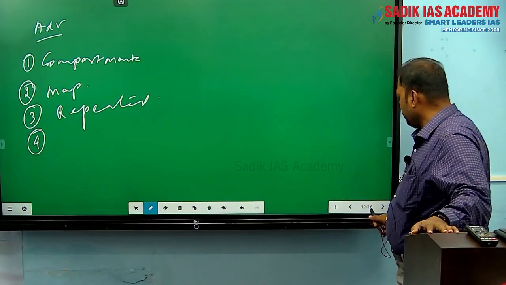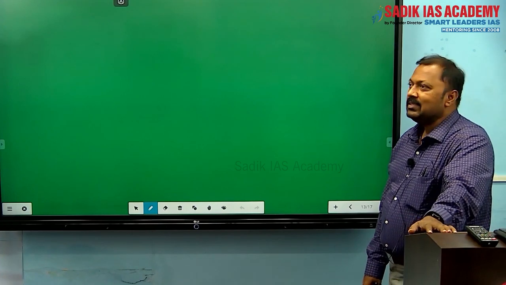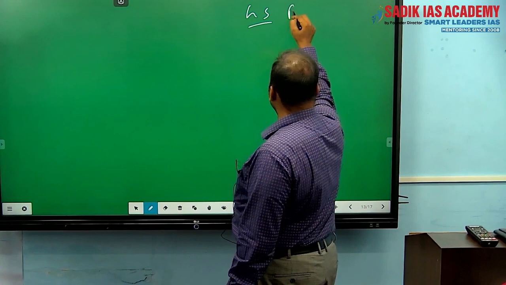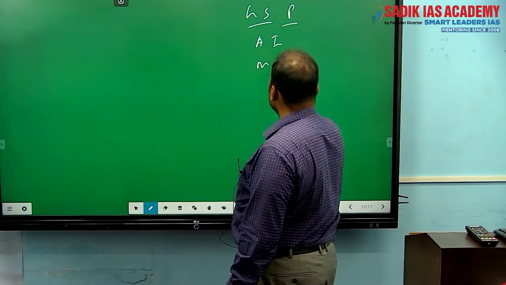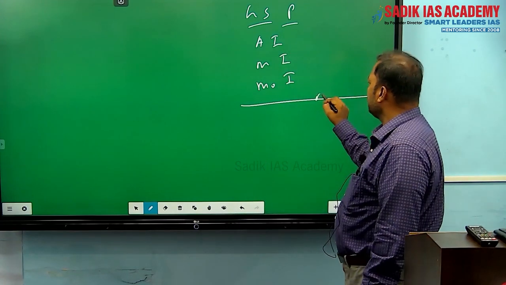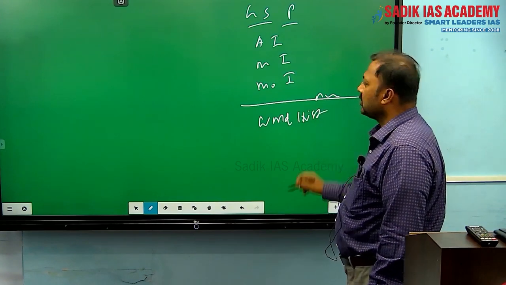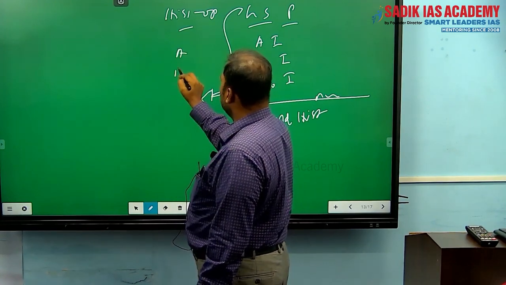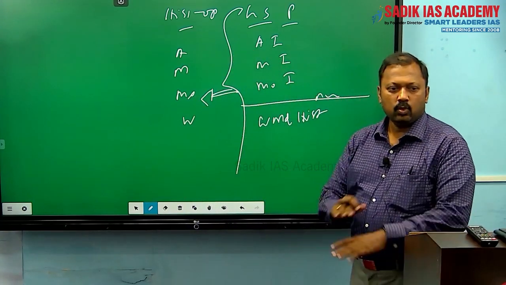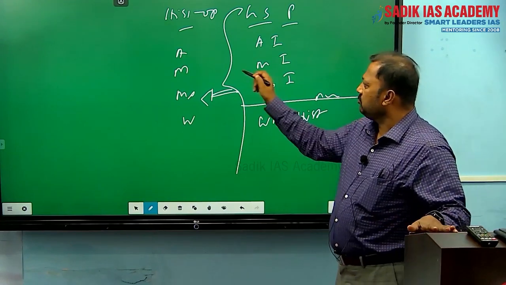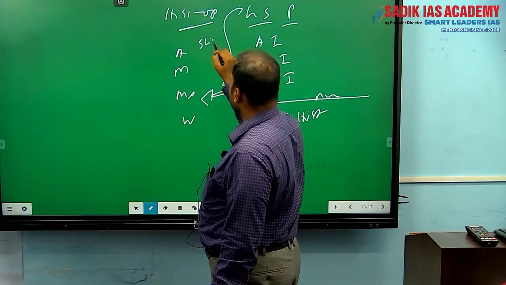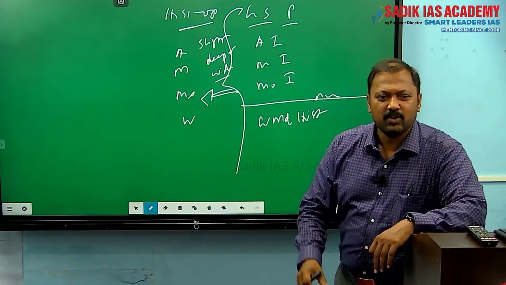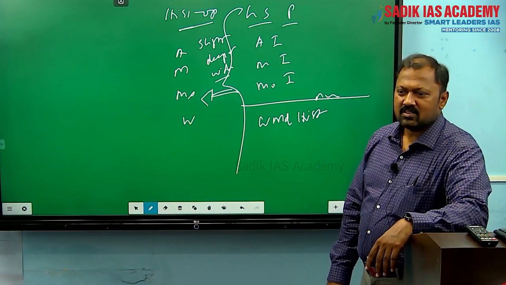The next advantage of the history optional: compare the GS and the history optional. GS syllabus: preliminary, ancient India, medieval India, modern India; mains, world history. Correct. History optional: same, ancient, medieval, modern, world, no change in the syllabus. Understand? What is the difference between them? History optional is slightly deeper, slightly wider, not too much deeper or too much wider. Slightly deeper, slightly wider. You are understanding this now.